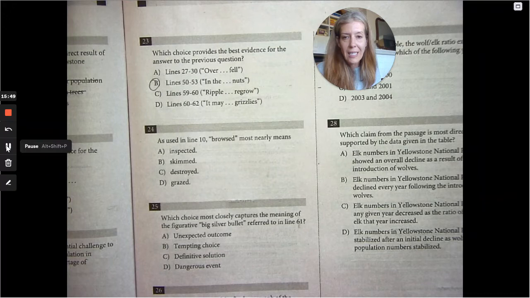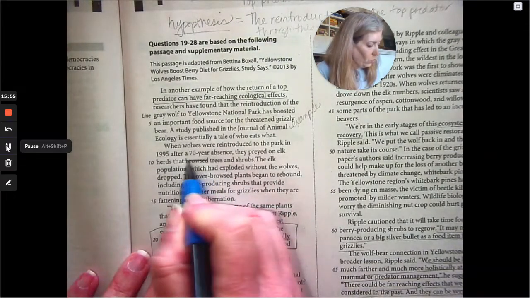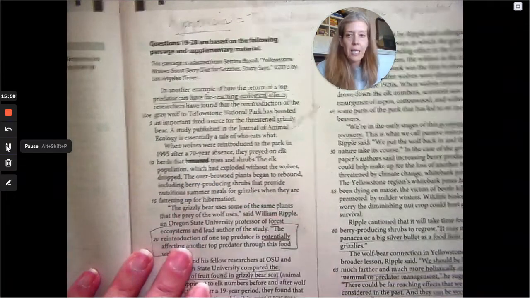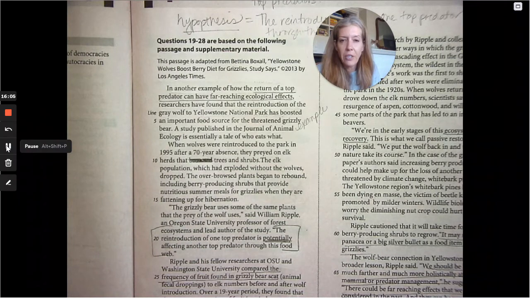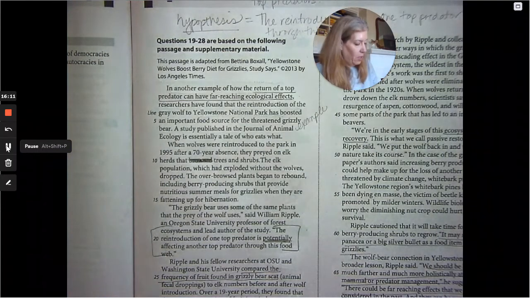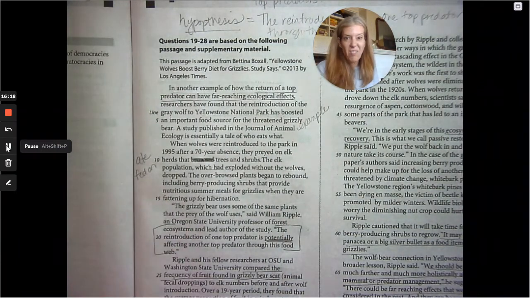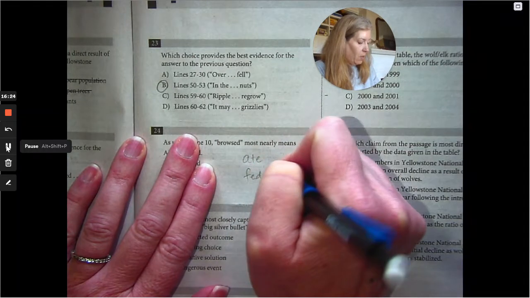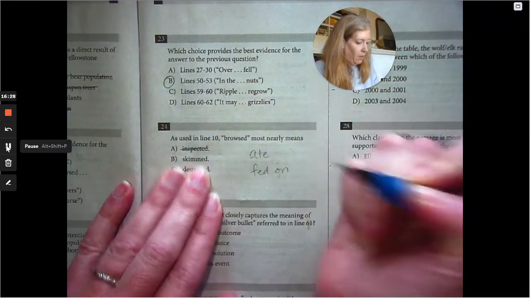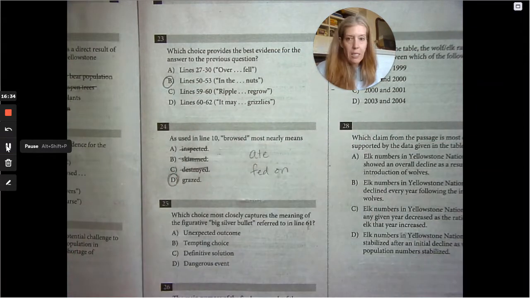As used in line 10, browsed most nearly means... Get rid of it completely, totally forget what it is. And then we'll read the sentence. When wolves were introduced to the park in 1995 after a 70-year absence, they preyed on elk herds that ate trees and shrubs. Fed on trees and shrubs. That makes sense, right? Ate and fed on. So we're looking for ate and fed on. Inspected? No, that's not ate or fed on. Skimmed? No. Destroyed? Well, they ate or fed on, grazed. When you're grazing, you're eating.